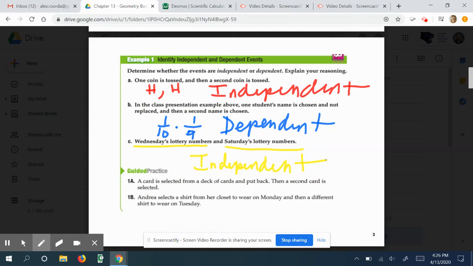Those are independent. So here's a couple guided practice problems that you can go ahead and try now.